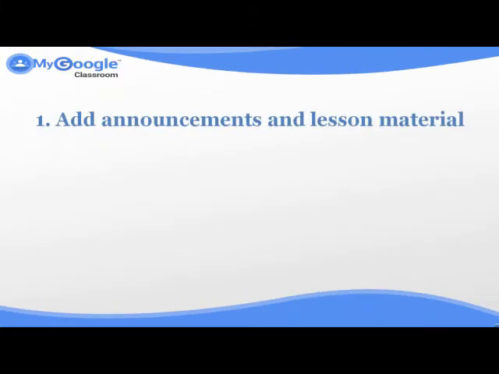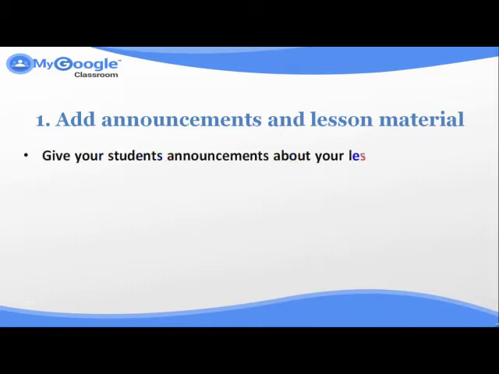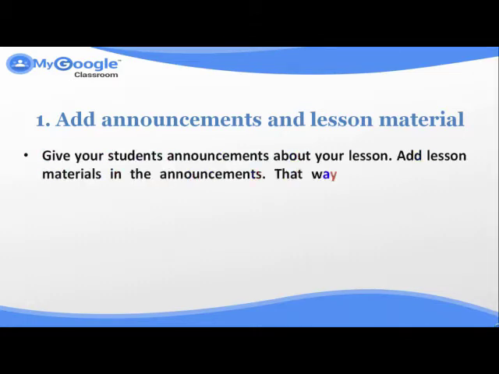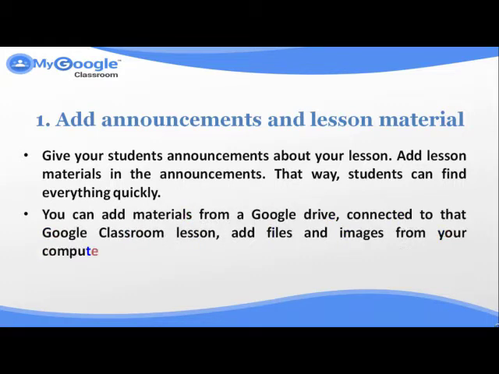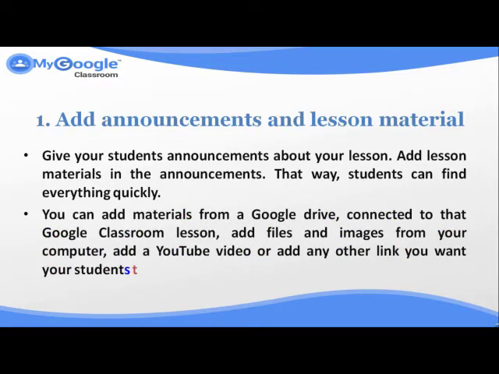Number 1. Add announcements and lesson material. Give your students announcements about your lesson. Add lesson material in the announcements. That way, students can find everything quickly. You can add material from a Google Drive connected to that Google Classroom lesson. Add files and images from your computer. Add a YouTube video or add any other link you want your students to visit.